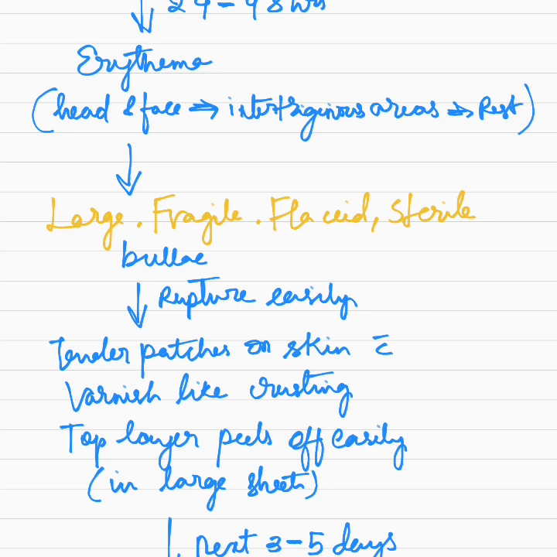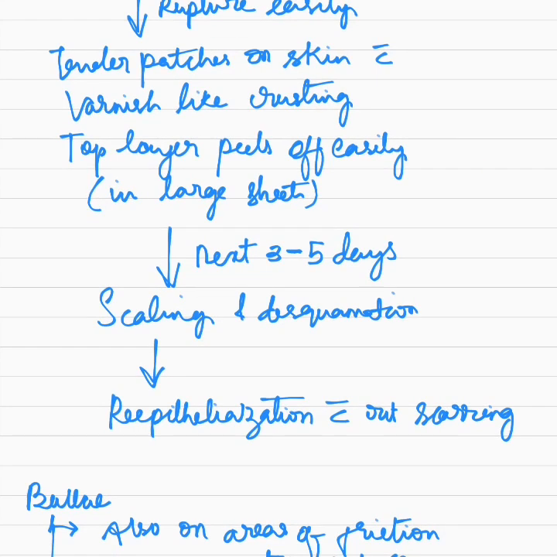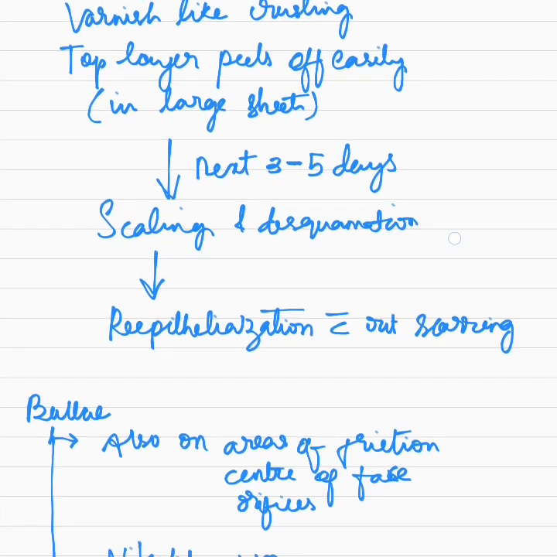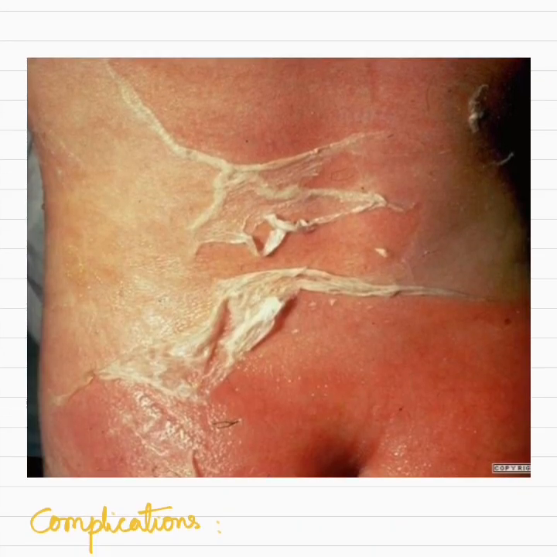So these bullae, they rupture easily, leading to formation of tender patches on skin with a varnish like crusting. So this top layer, it peels off easily in large sheets, and over the next 3 to 5 days scaling and desquamation continues. This is followed by reepithelialization without scarring. The bullae in 4S are also seen on areas of friction over the center of face and also at the orifices, and Nikolsky sign is positive. So there is a picture showing sheets of desquamated epidermis.